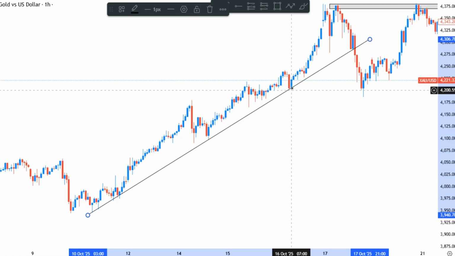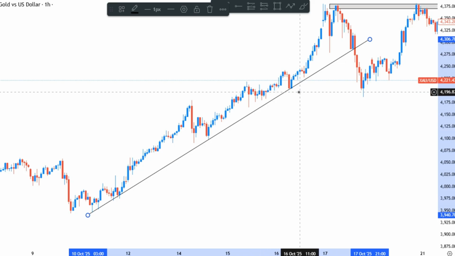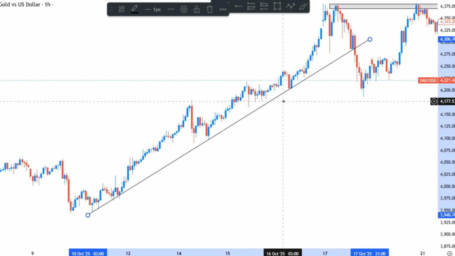Before taking your buy, there must be a touch here, and this touch should be in confluence with your other block, and that will be another video. I'll be explaining that in another video, but I just want you to have a clear understanding of how the trend line works.